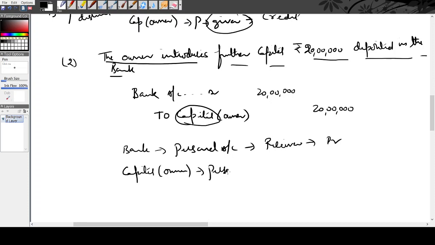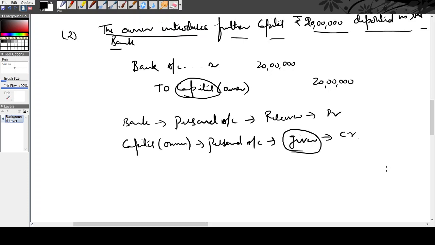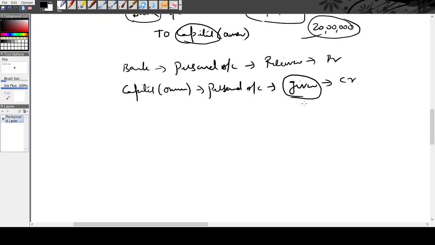Again, he is a personal account. Whatever money he has given to the business by depositing it into the bank, the business owes this money back to the owner. That is why we are recognizing him as a giver. So what does this mean? This entry means that bank owes us 20 lakhs and the business owes the owner 20 lakhs. So we are remembering bank as a receiver in the books, and we are remembering the owner as a giver in the books. So we are saying bank owes us 20 lakhs and we owe the owner 20 lakhs rupees.